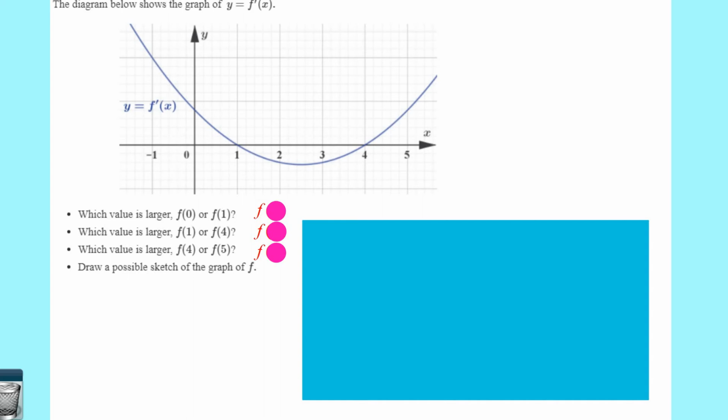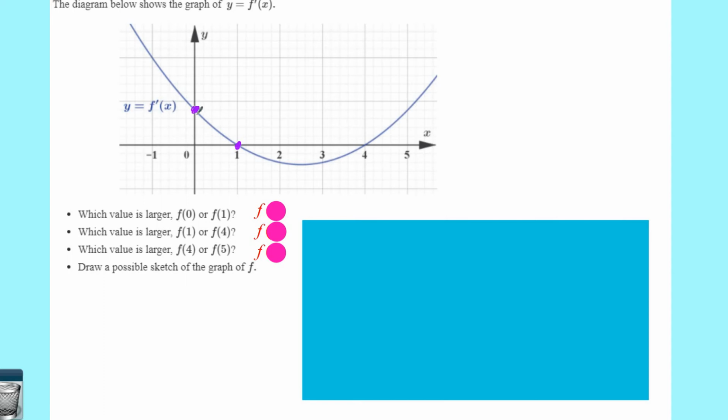The next part is here we have the diagram of your derivative function. Here I've given it again. Now I want you to evaluate specific values. Let's start with the first problem. Which value is larger, f of 0 or f of 1? That's again of our original function. Let's look at our graph. f of 0 is right here, and f of 1 is right here.